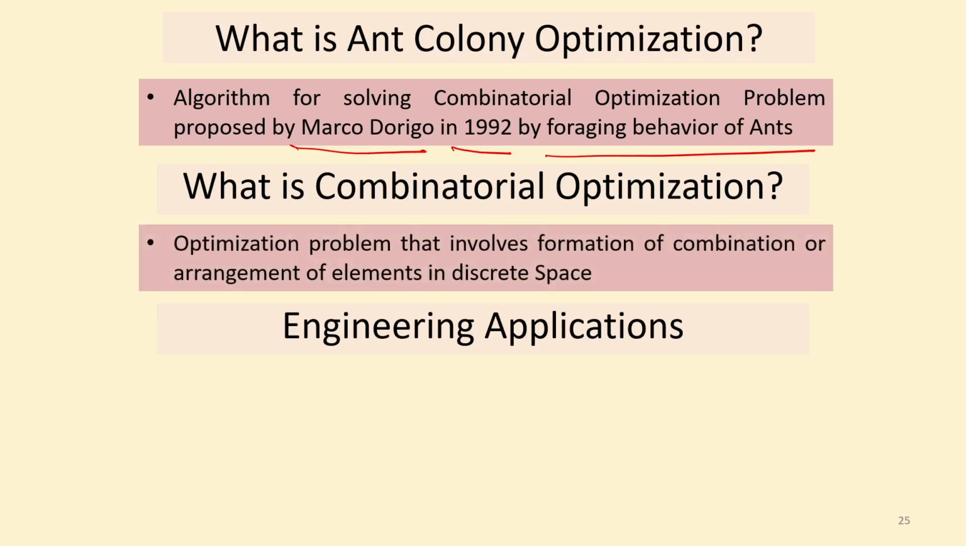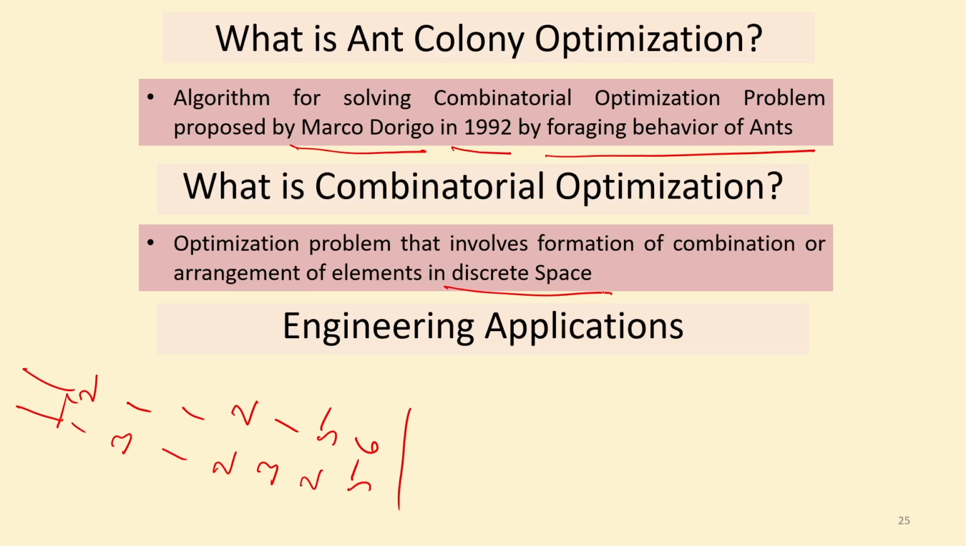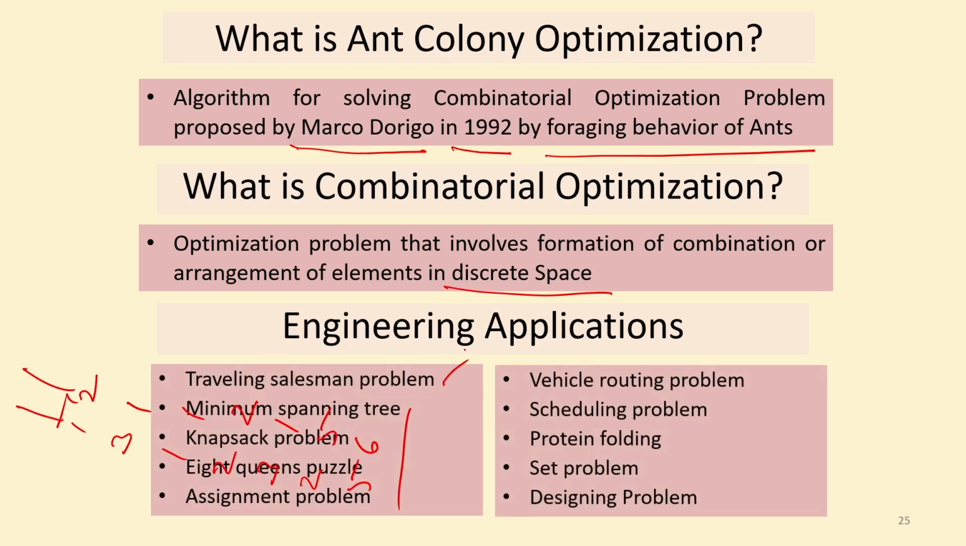What is combinatorial optimization? It is a kind of optimization that involves only the combination or arrangement of numbers, like 1 2 3, 1 1 1, 2 2 3, 1 2 5 5 6, combinations of numbers like this. Moreover, these combinations of numbers should be in discrete space. What are the applications? Traveling salesman problem, minimum spanning tree, knapsack problem, 8 queens puzzle, assignment problem, vehicle routing problem. These are all the problems that come under the category of combinatorial optimization.